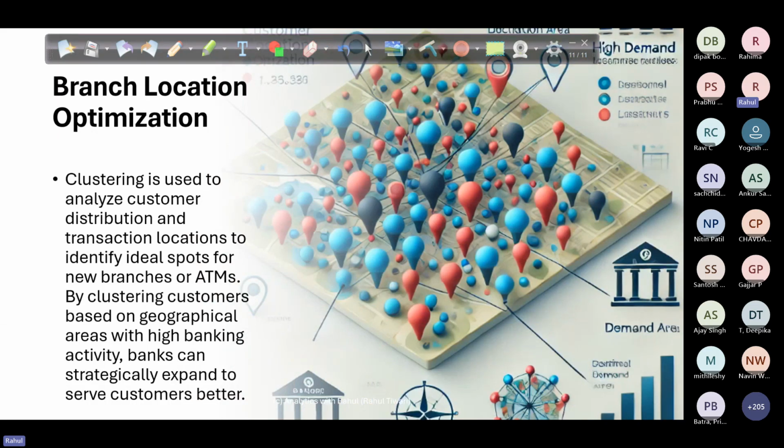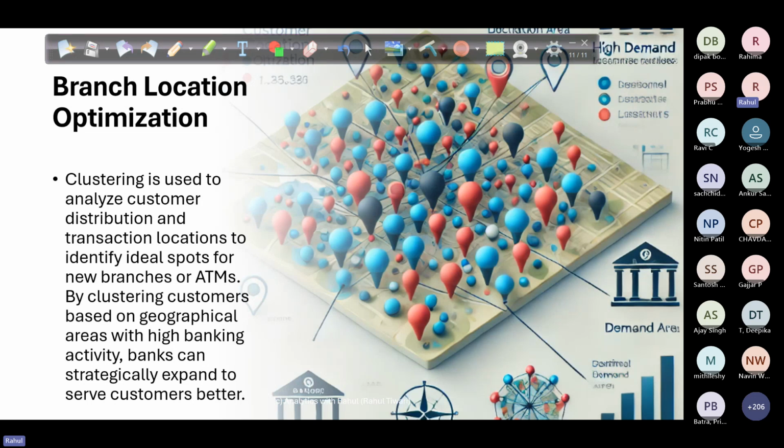Second is branch location optimization. Clustering is used to analyze customer distribution and transaction locations to identify ideal spots for new branches or ATMs. By clustering customers based on geographical areas with high banking activity, banks can strategically expand to serve customers better.